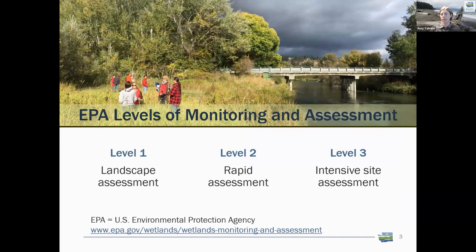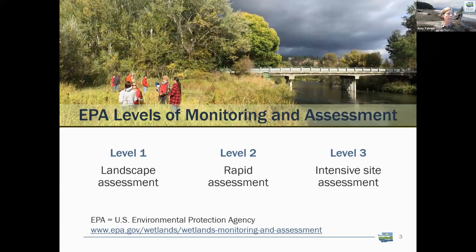So level 1 is a landscape assessment. That's typically implemented through remote sensing of coarse landscape scale information. The National Wetland Inventory is an example of that. Level 2 is rapid assessment. So that is done at the wetland site scale, and rapid is defined as taking no more than 2 people a half day in the field and no more than a half day of office preparation and data analysis.